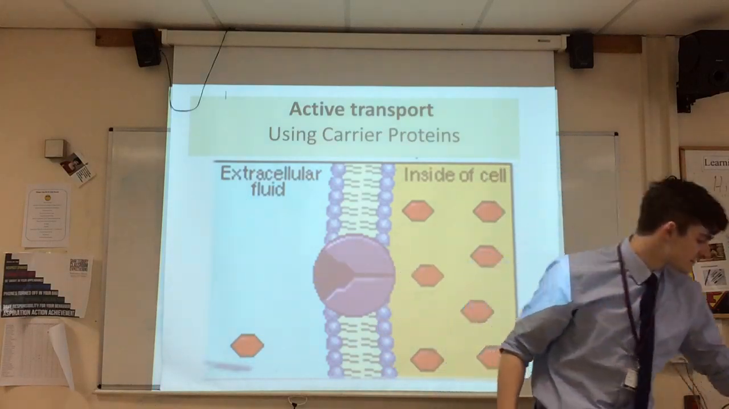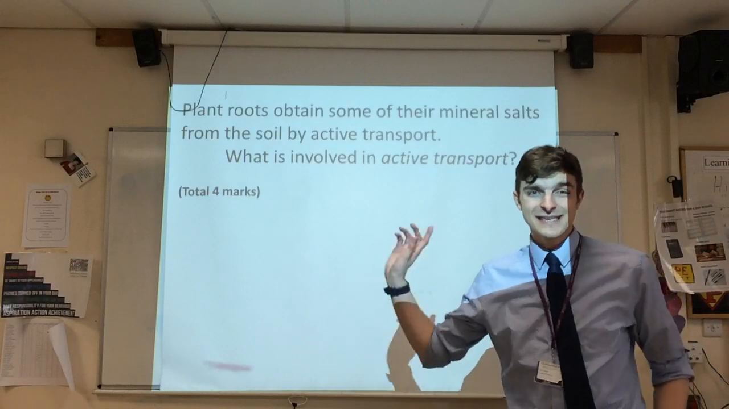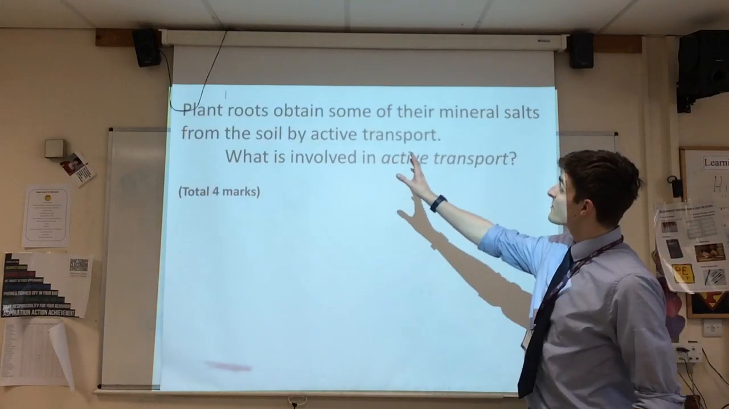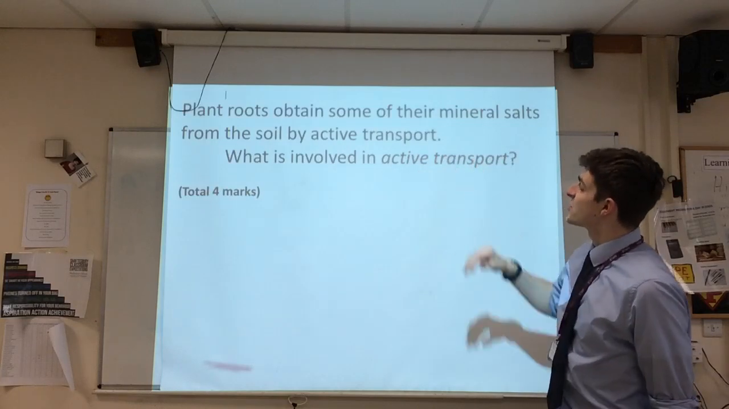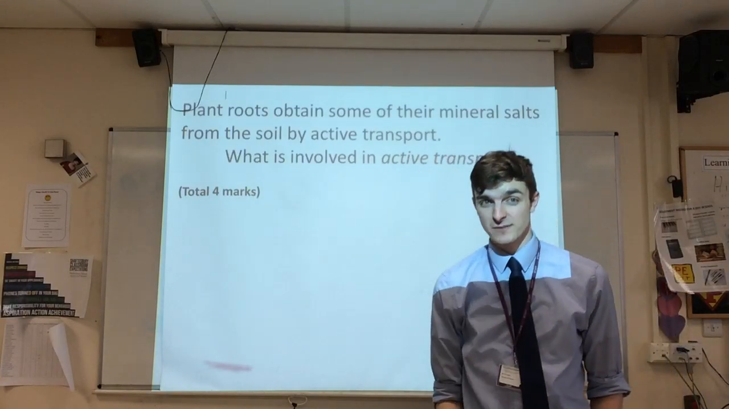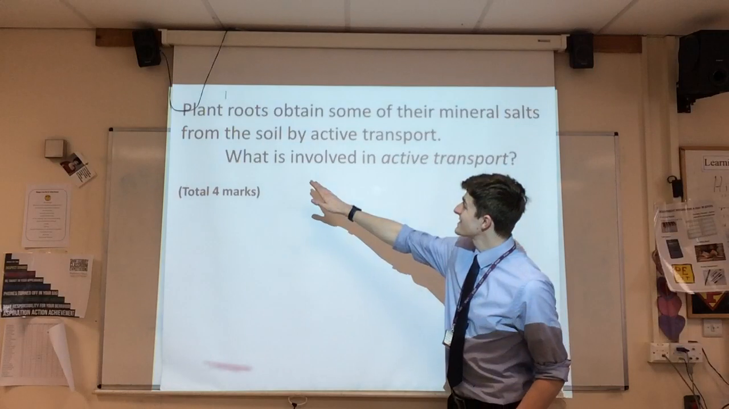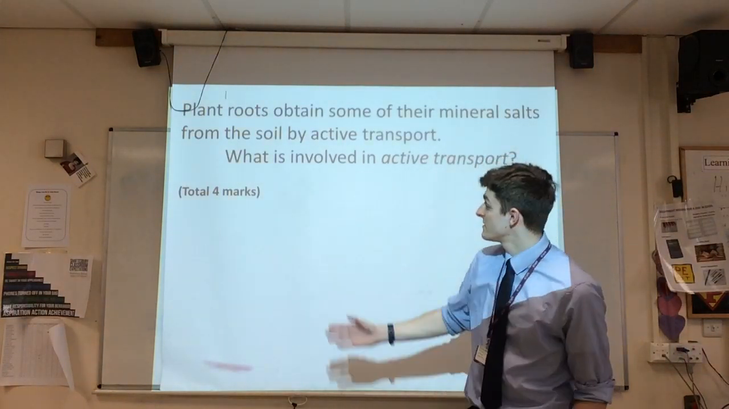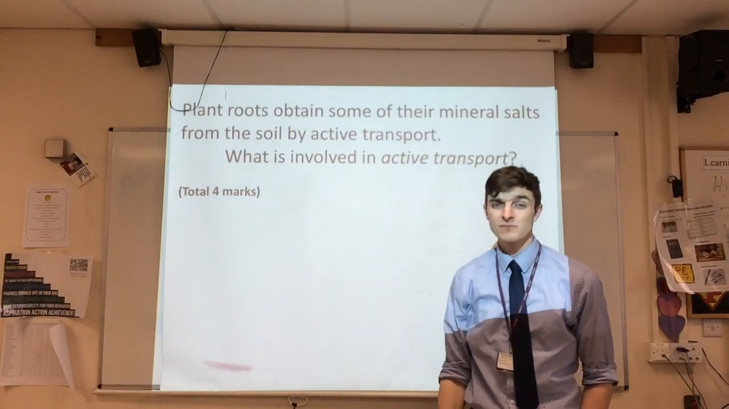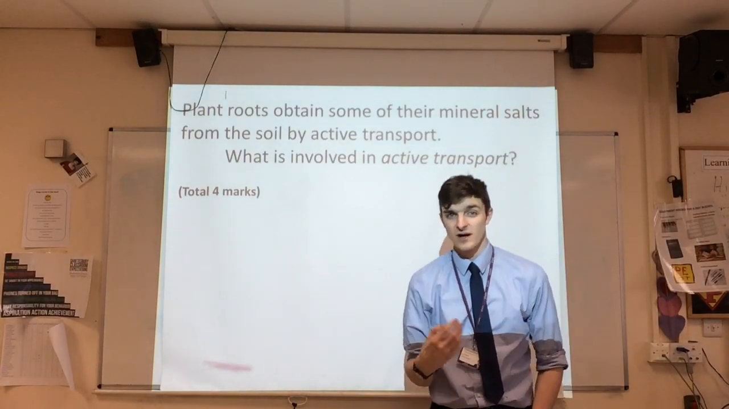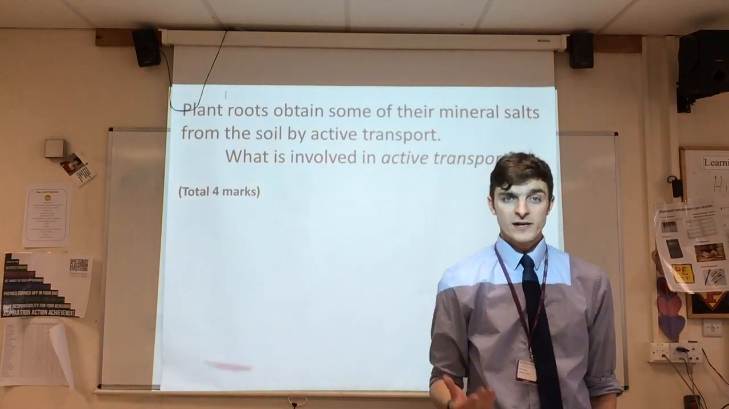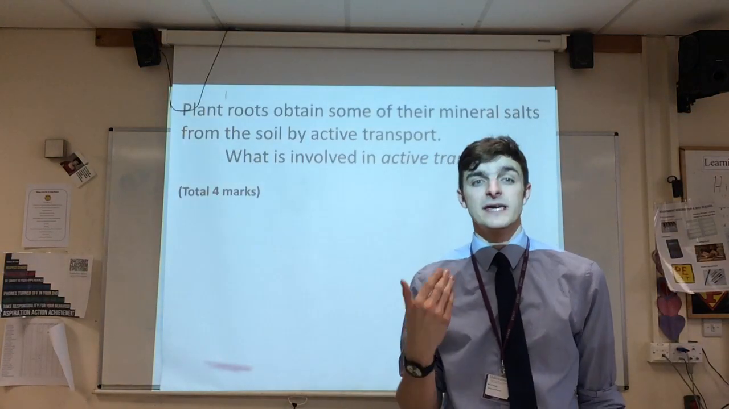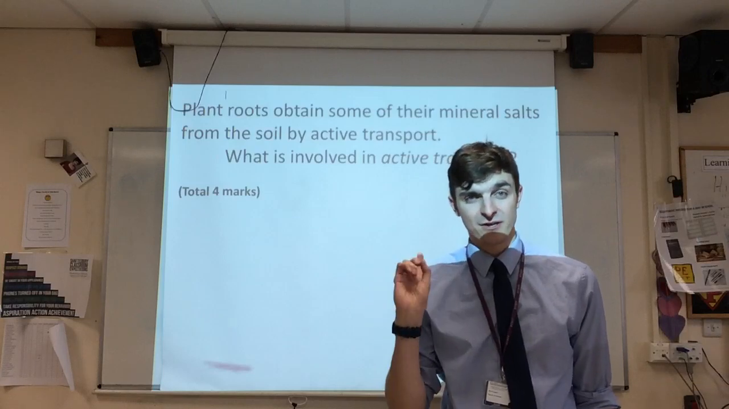With that being the case, this is a typical exam style question they might ask you to do. Plant roots obtain some of their mineral salts from the soil by active transport. What is involved in active transport? That is a question. It's considered 4 marks, which means you must include at least 4 things in your answer. What I'd like you to do is answer this question. Again, pause the video now and have a go.